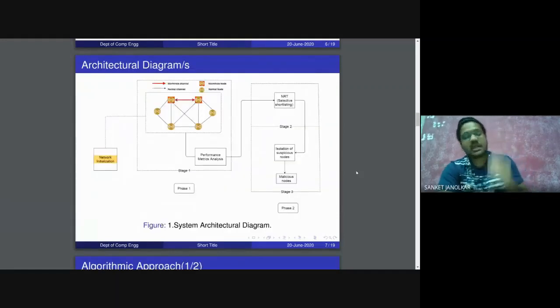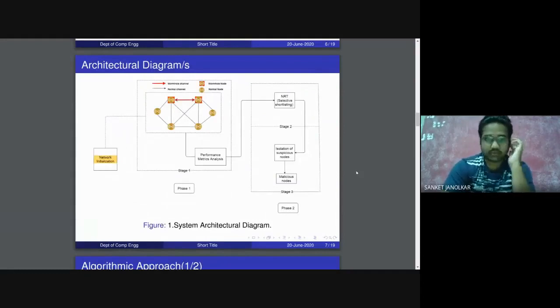In the application diagram, the project is basically divided into two phases and three stages. In phase one, we have stage one, where we analyze the performance metrics. In phase two, we have two stages. Stage two consists of the NRT, that is the neighbor ratio threshold, and the next stage is the isolation of the suspicious nodes.